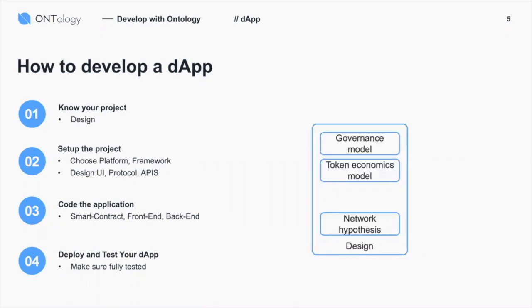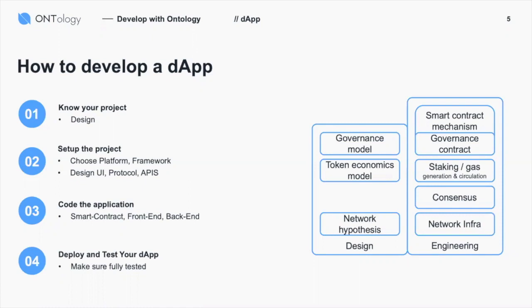That is, in the design, there are some models you have to consider. One is the governance model. That is how to manage your ecosystem and maybe how to upgrade for the future. And you have to consider the token economics, that is your incentive mechanism. After design, you start the engineering.